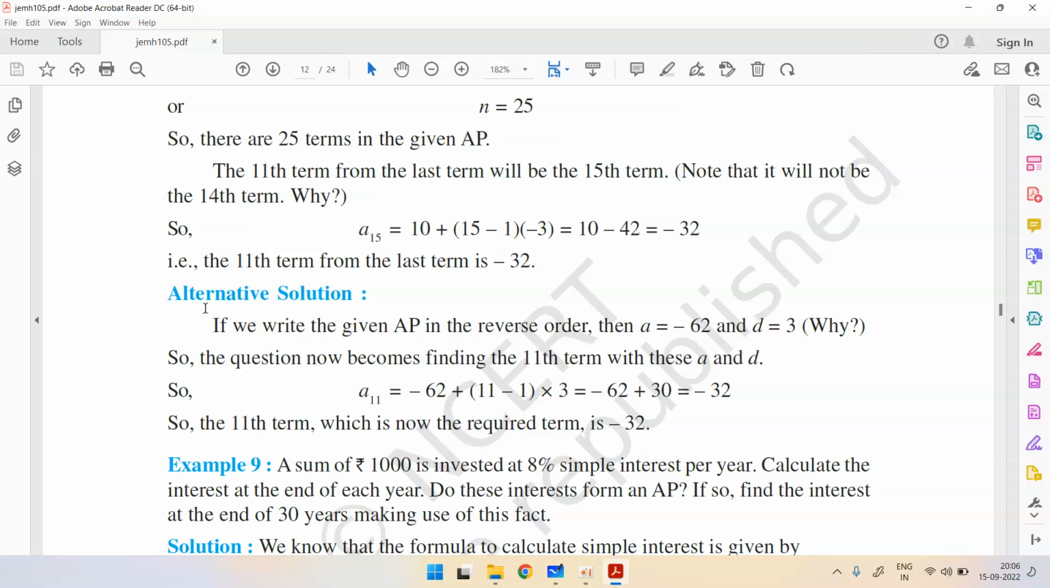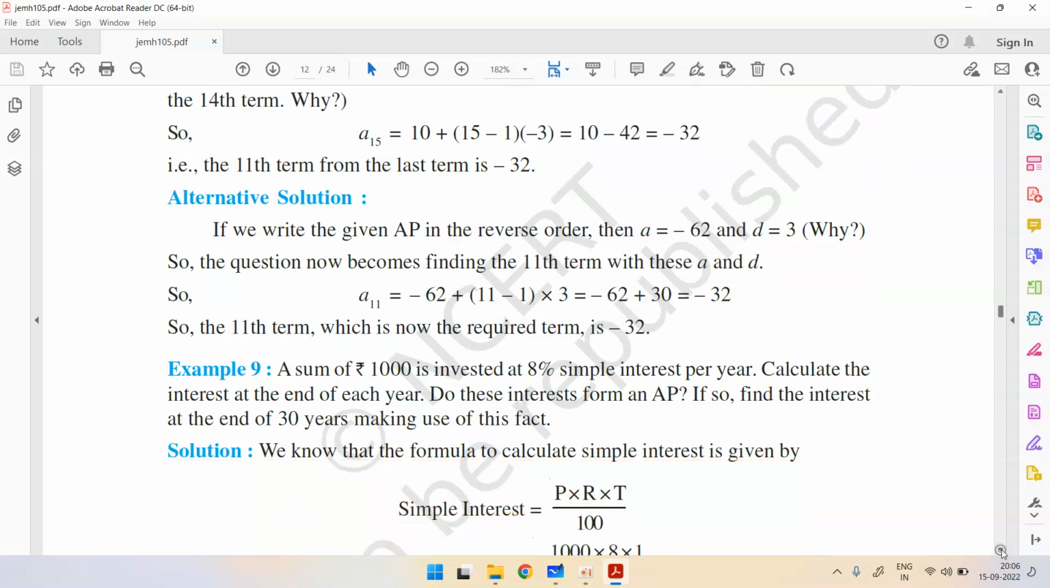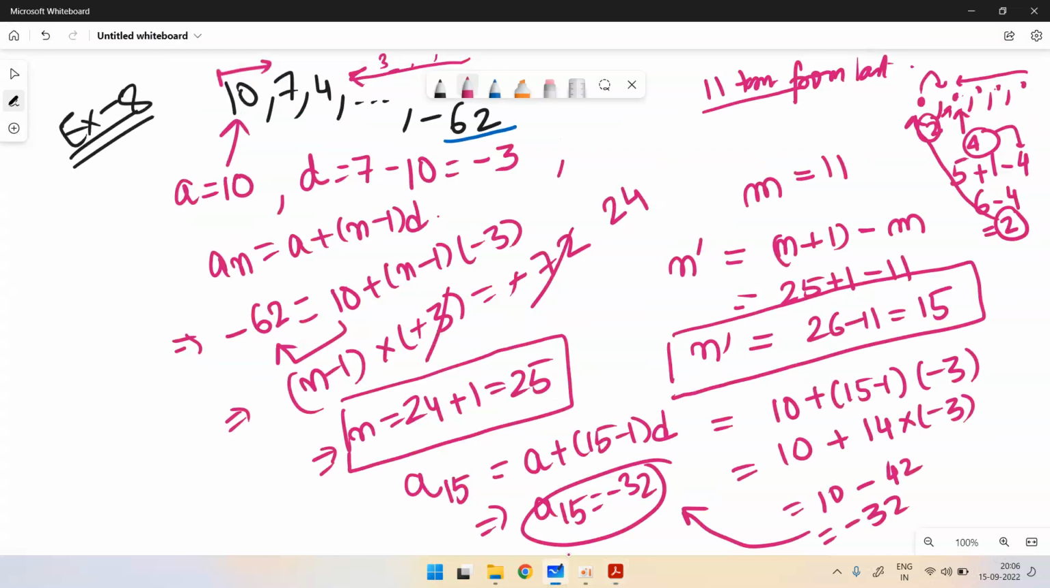Now an alternate solution: you can write the series in reverse order and calculate from there. Taking the series in reverse order, if the common difference is minus 3 from first to last, then from last to first it will become plus 3. Then apply the formula. You can calculate the value of n, but you don't even need to: you directly put the value n is 11, apply a plus n minus 1 d, and it will give you the desired result.